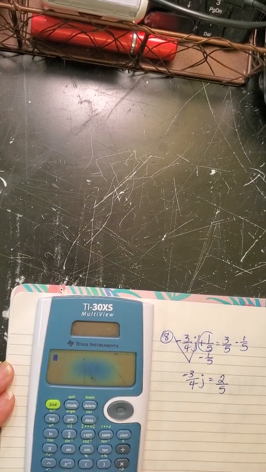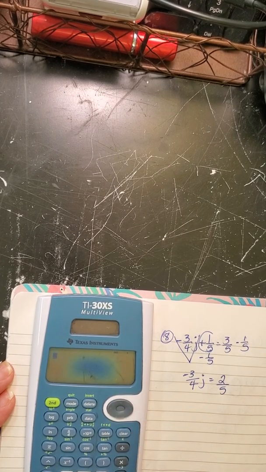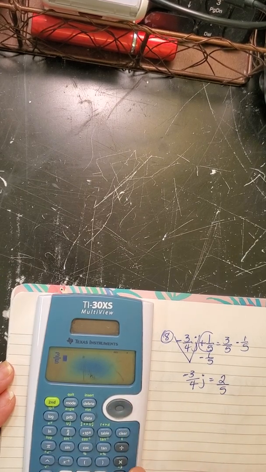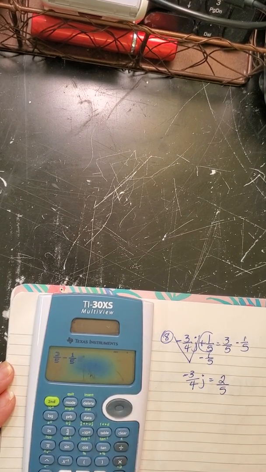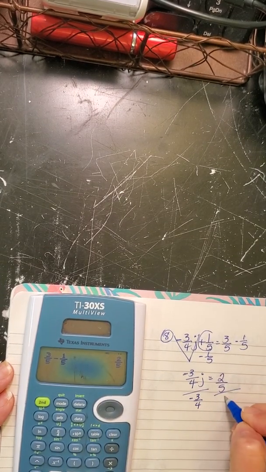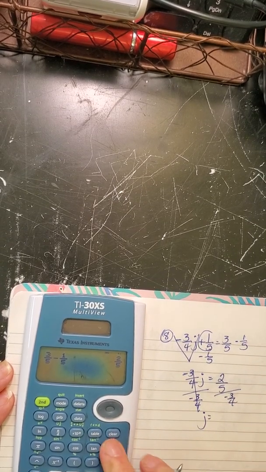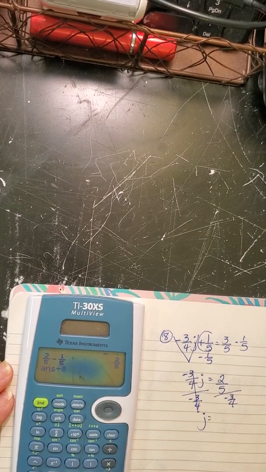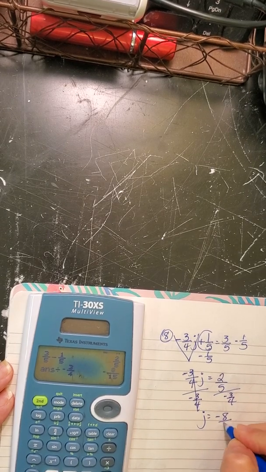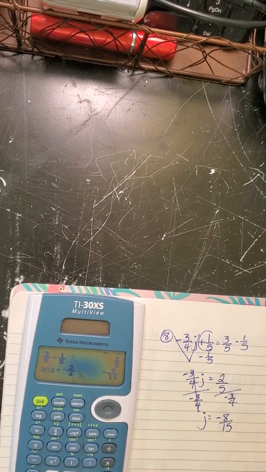I am going to just do that right here just because I want to make sure. 3/5 minus 1/5, 2/5. Now I'm going to divide both sides by negative 3/4. There's my 1. And J equals 2/5 divided by negative 3/4 is a negative 8/15, which is B. Okay.